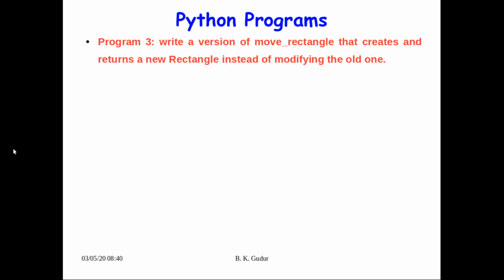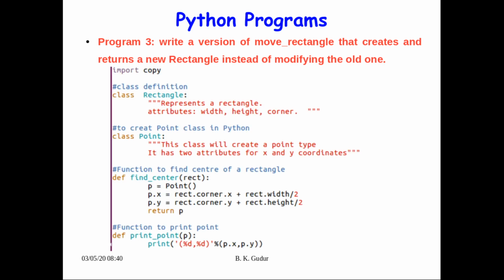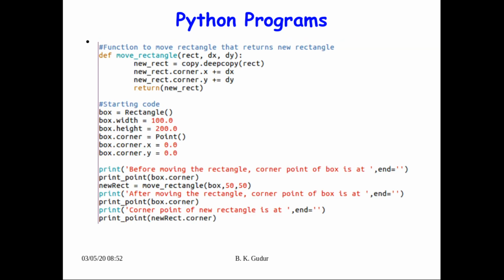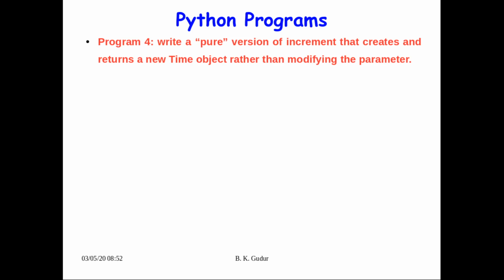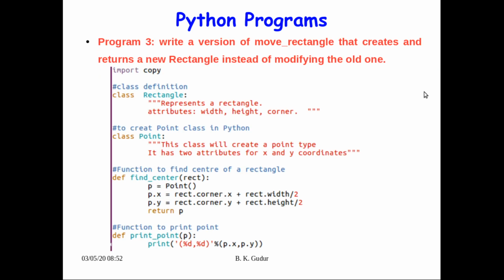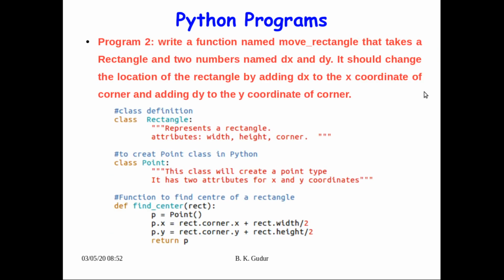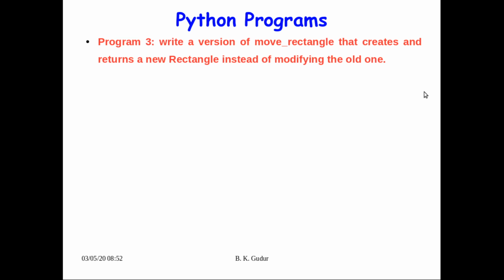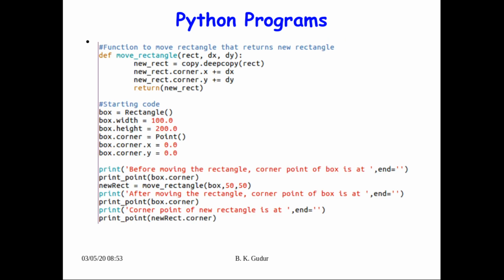With this, I'll proceed further to the next program. Say this is program number 4. Before that, sorry, I think twice: this is program 2, then this is program 3, write a move version of rectangle, modifying.